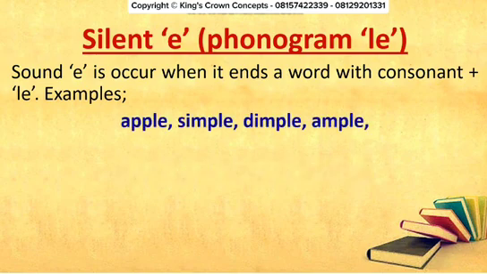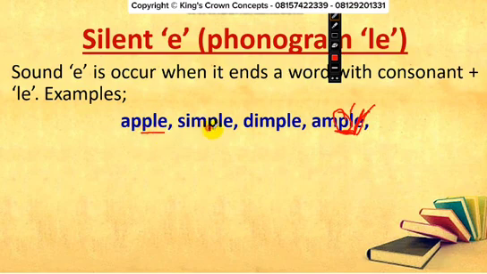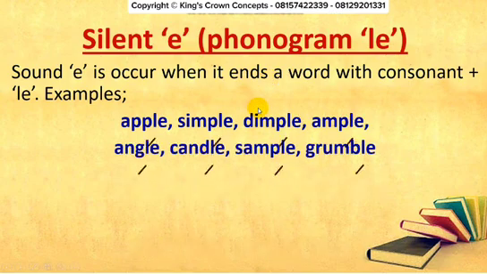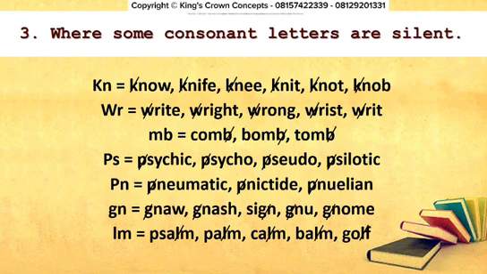These are the examples: ample, ample. This ample, this pull, this E is silent. So you see this here, there's less E, but this E is silent E. So pull, we have this silent, pull. Also have other examples. Sample, angle, candle, simple, grumble, sample, grumble. So you have to get more examples.